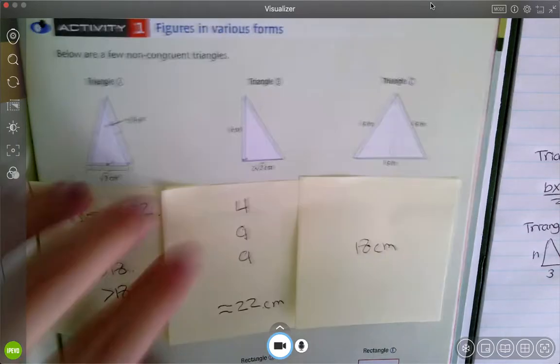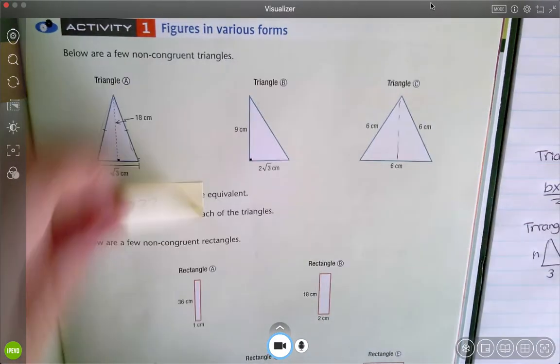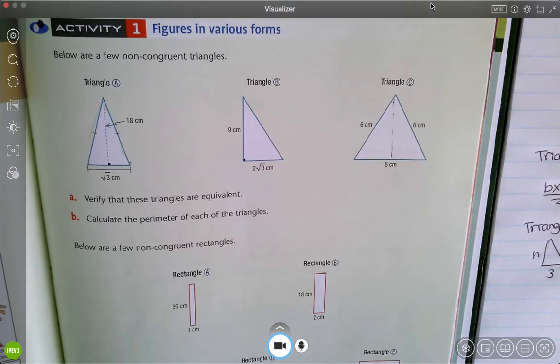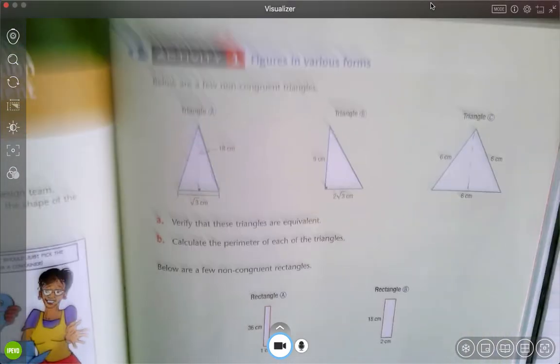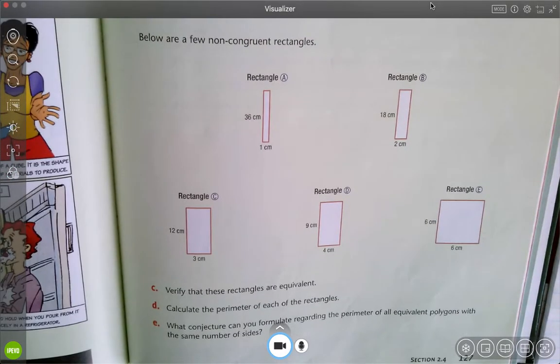So what you're going to do in groups of 2 or 3, you get to choose, is we're going to be doing the one down here. This one should be even easier because it's just base times height for all of them.